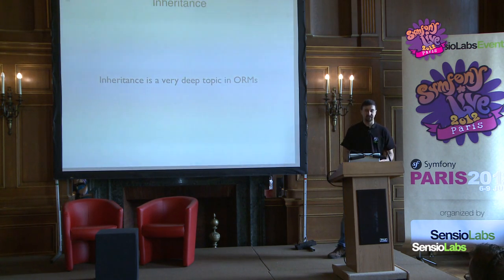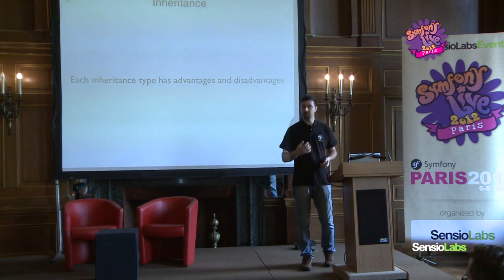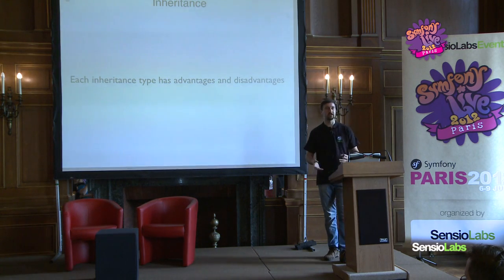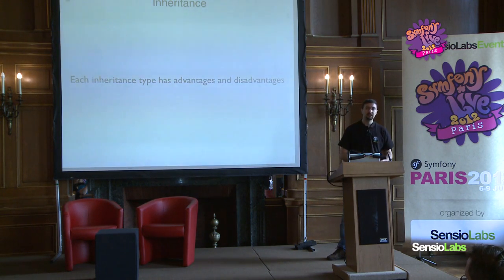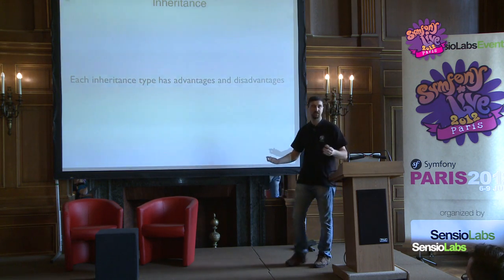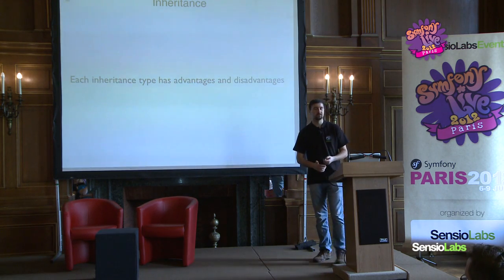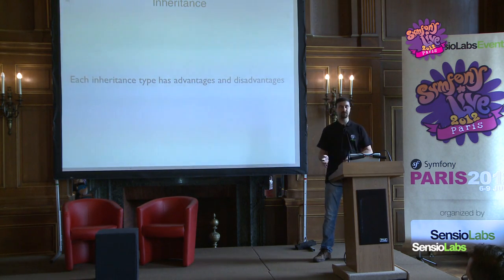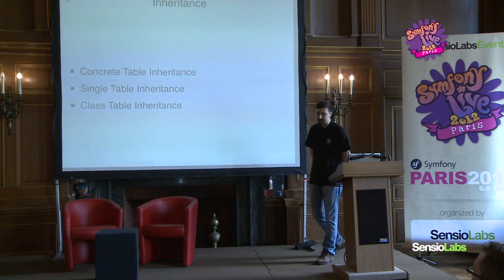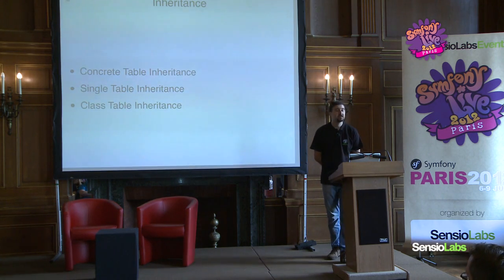And each inheritance has its advantages and disadvantages. So you need to understand them and use them in the right way for your needs. We are not at the stage where, as ORM developers, we can just say, hey, you should use this one. No, it depends on every single use case. So which are the available ones? It's the concrete table inheritance, single table inheritance, and class table inheritance.